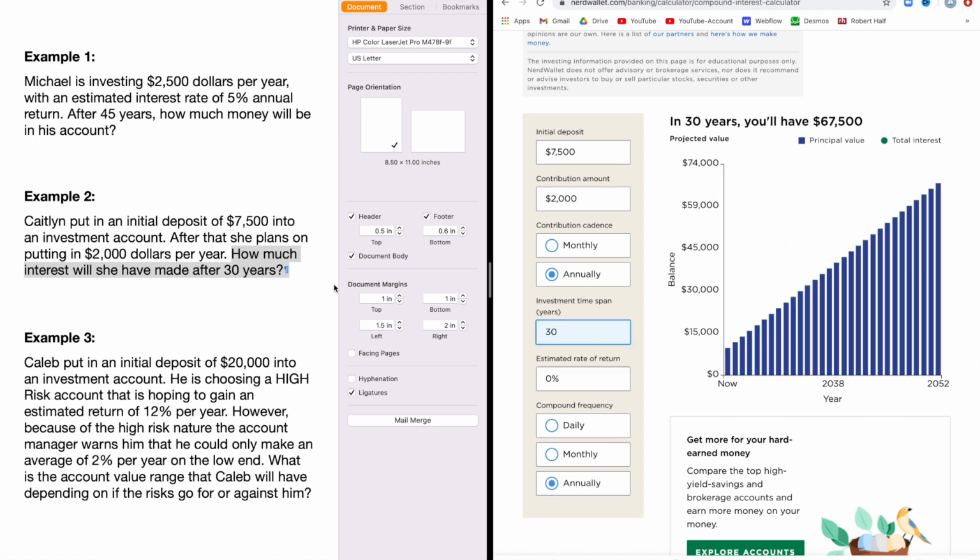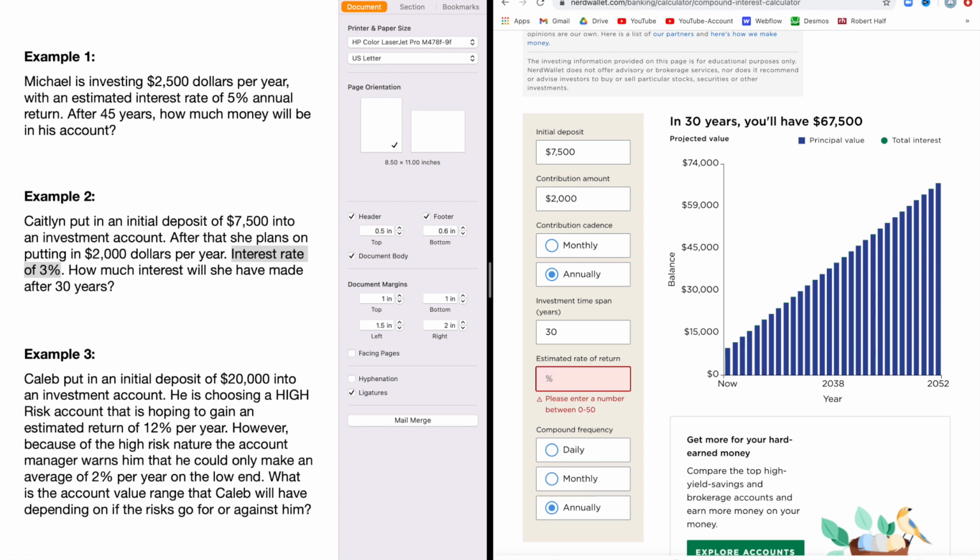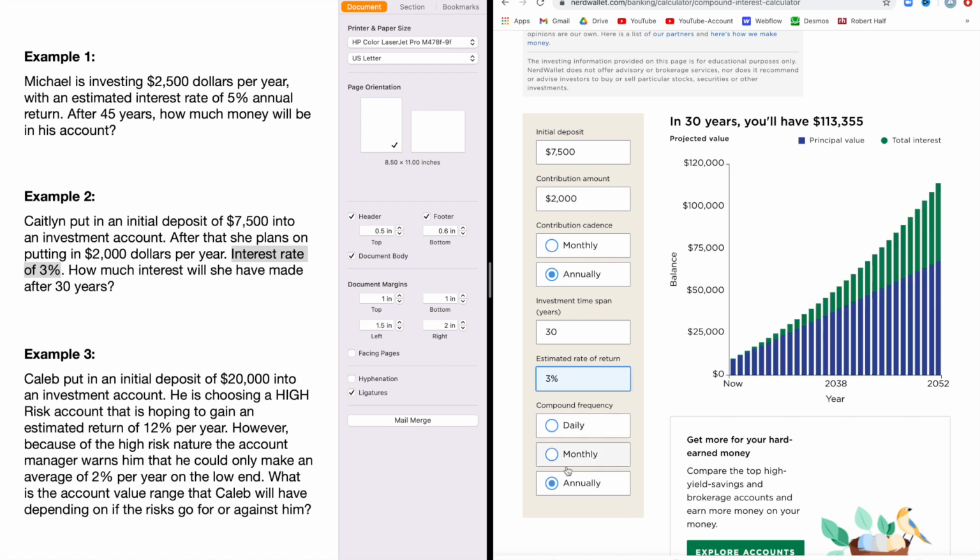Our interest rate. Oh, we didn't give an interest rate. Let's type one out here. Interest rate of 3%. Let's say she's buying some bonds at 3%. So we're going to change that to 3%. And annually, so again, after 30 years, the total account with these metrics will have $113,000 in it.